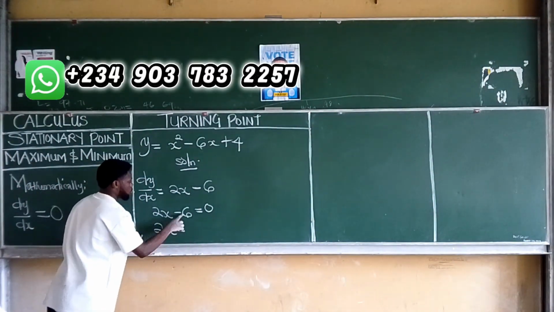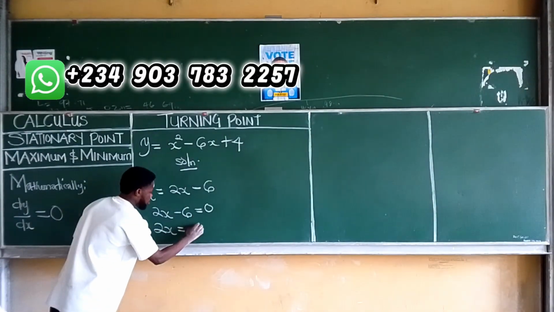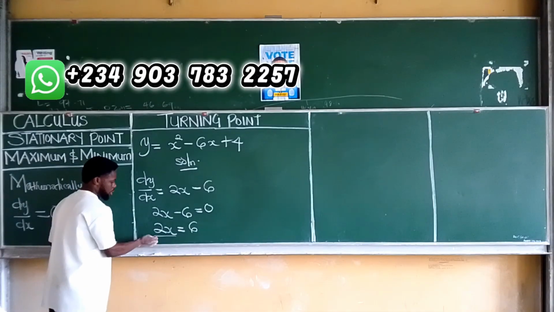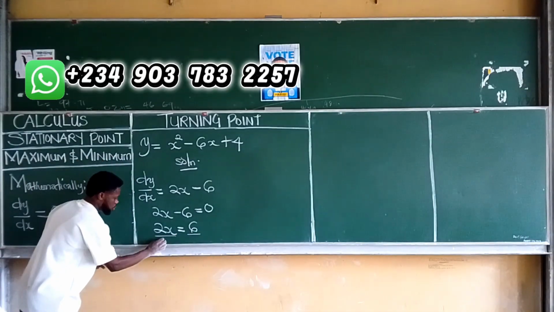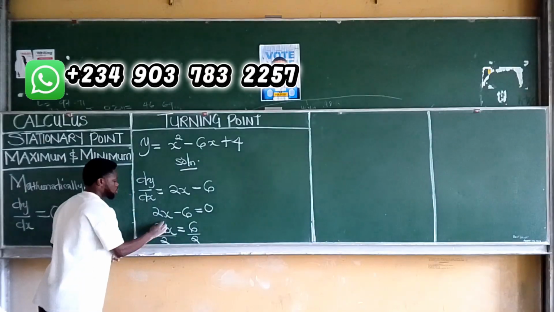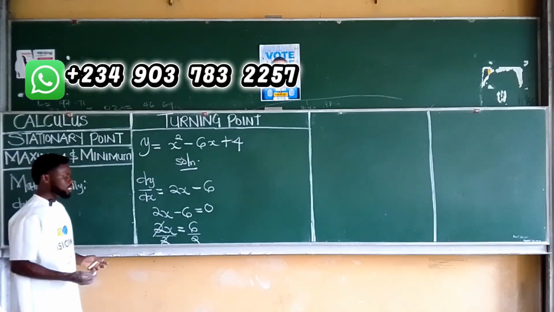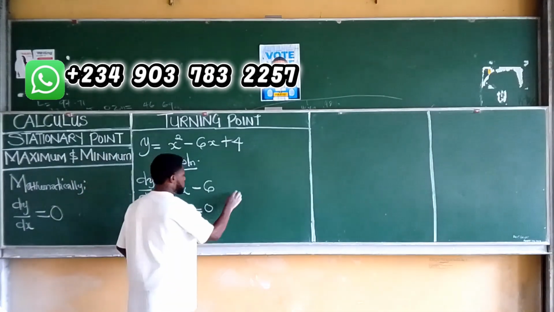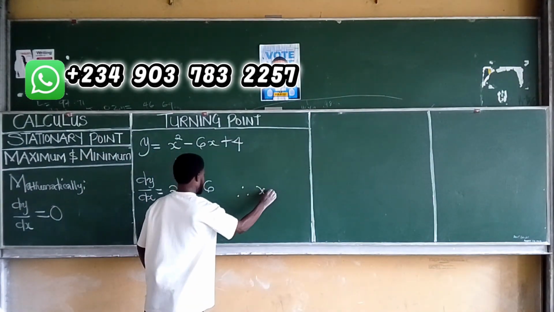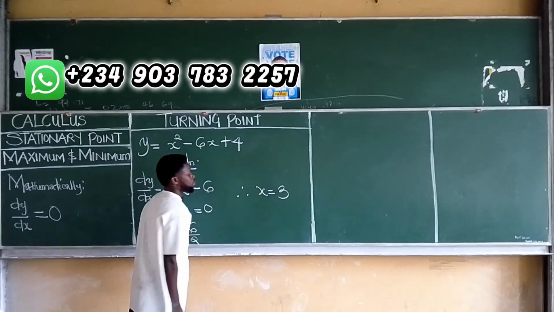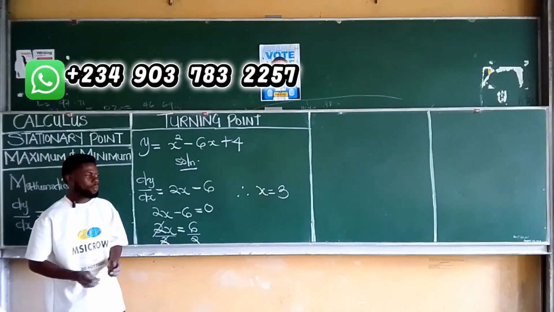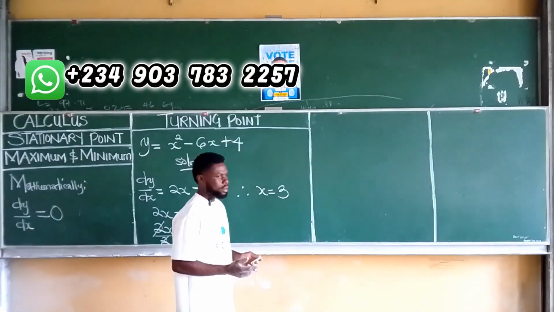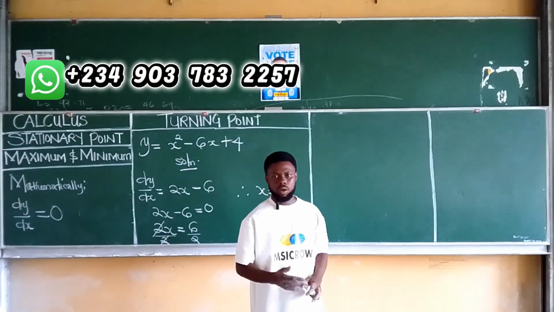2x is equal to, when 6 crosses over, it will become plus 6. To make x the subject, divide the two sides by the coefficient of x, which is 2 and 2. So 2 cancels 2. At this point, you are going to be left with x is equal to 6 over 2. That is, x is equal to 3. So stationary points occur at x equal to 3. Now let us determine the y coordinate. How do we get the y coordinate?